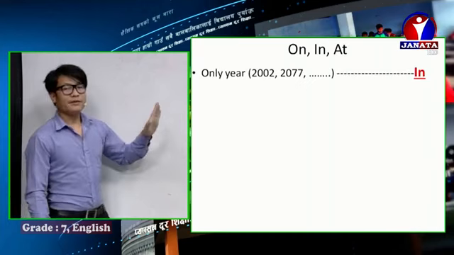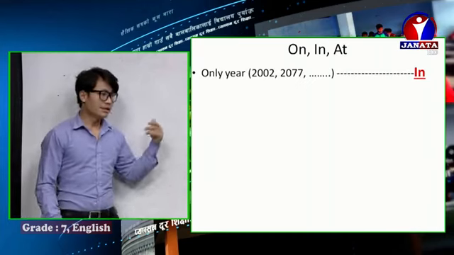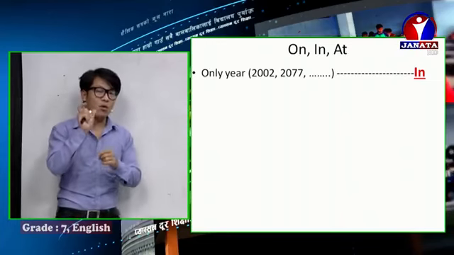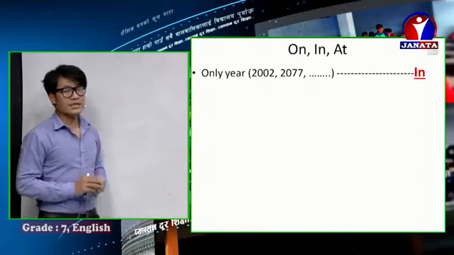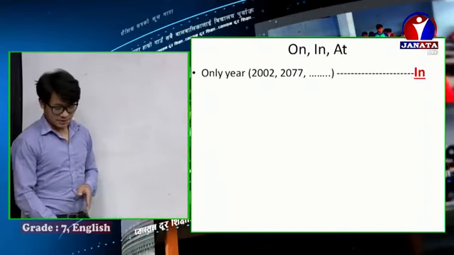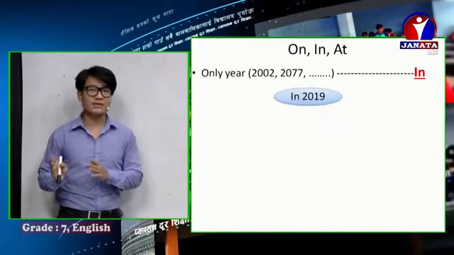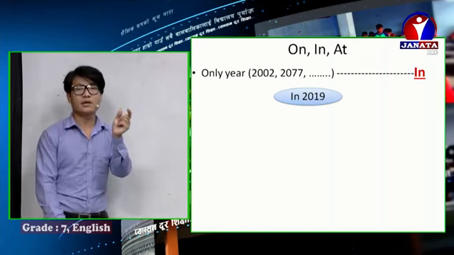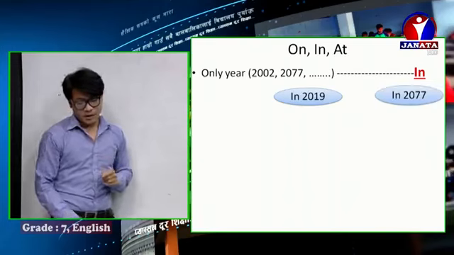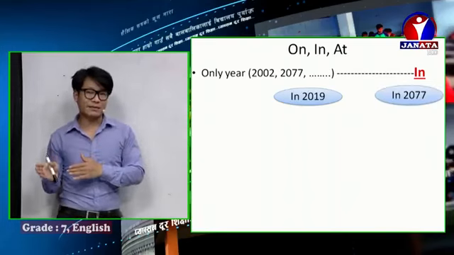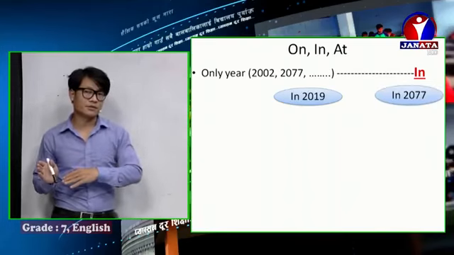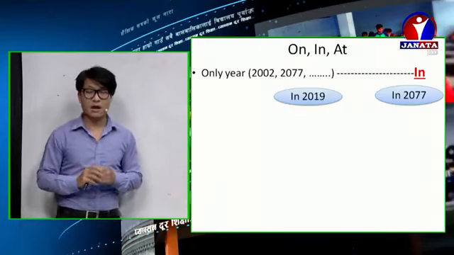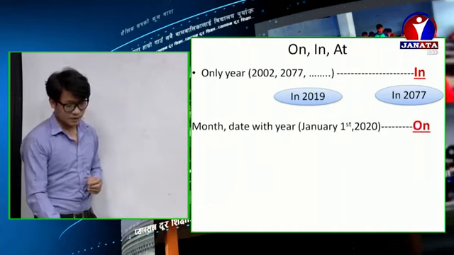Let me show you another. Only year. If there's only a year, for example 2002, 2077, then we use the preposition in. Example, in 2019. 2019 is only a year. So in 2019, in 2077. Here is only a year, so we are using the preposition in.